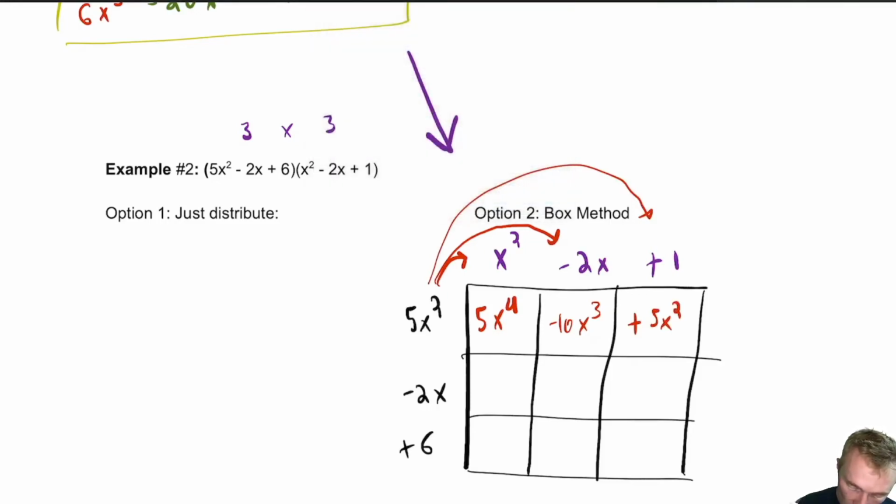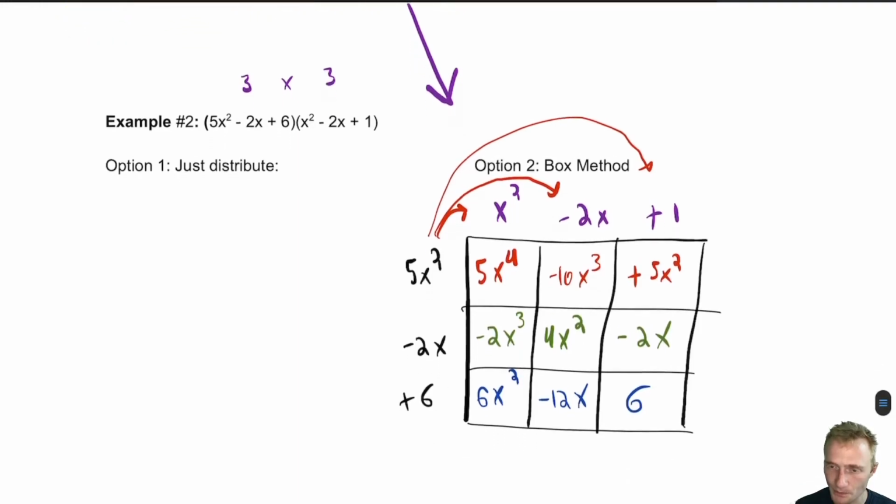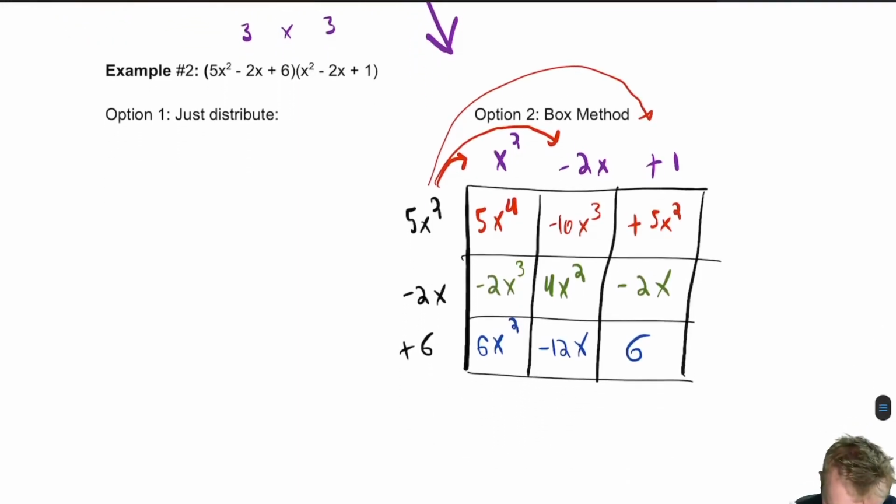Then we'll do our next row: negative 2x times x squared, negative 2x cubed; negative 2x times negative 2x, negative times a negative, 4x squared; and finally negative 2x times 1, negative 2x. Final row here, 6 times x squared is 6x squared, 6 times negative 2x, negative 12x, and 6 times 1 is 6.